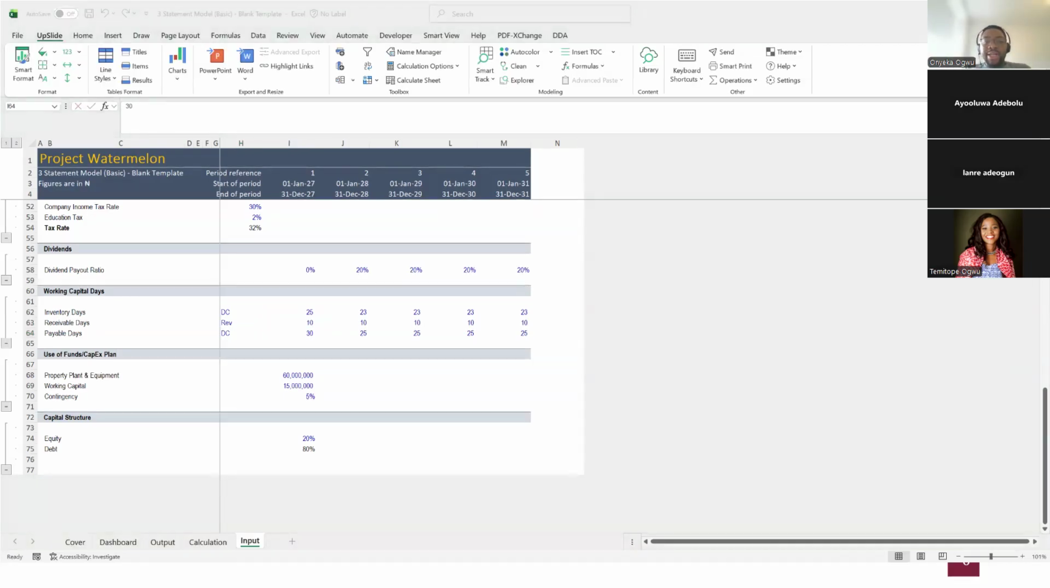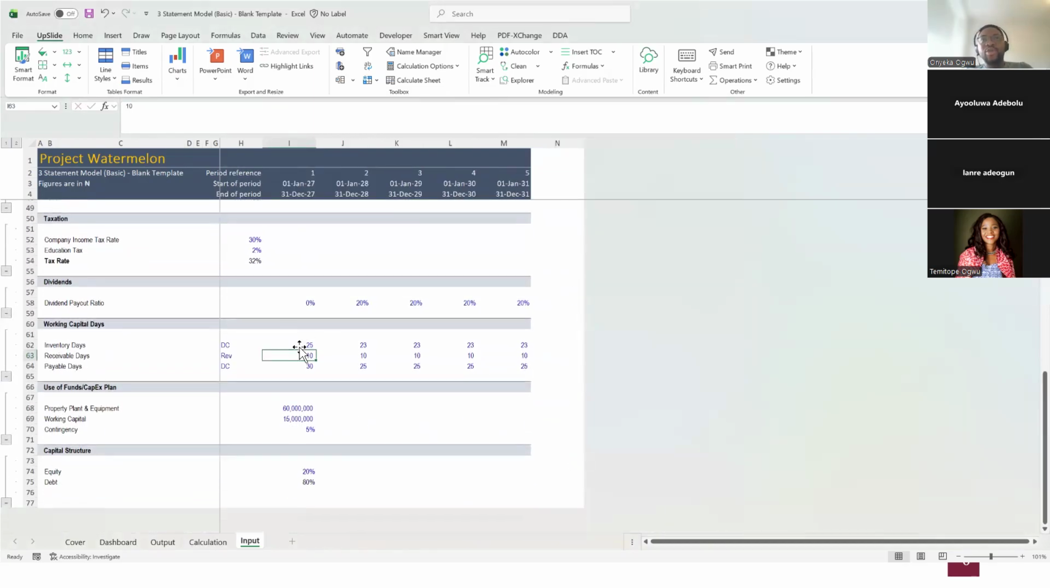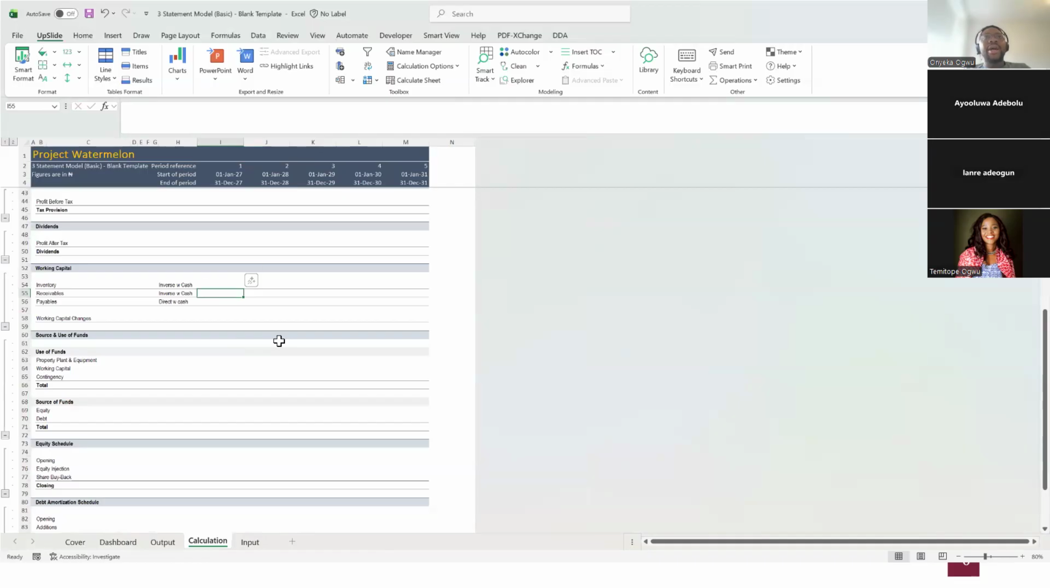So the formula for calculating inventory is inventory days divided by total number of days times direct cost. For receivables it is receivable days divided by total number of days times revenue. For payables it is payable days divided by total number of days times direct cost. So we'll do it in our calculation sheet. I'm trying to be a bit fast because we're out of time already. Please pardon me, we might go 15 minutes over time.